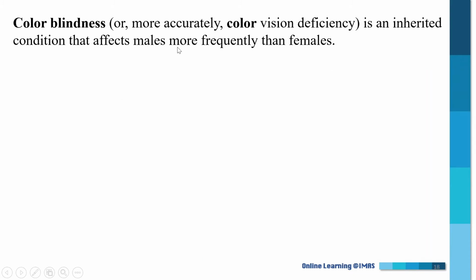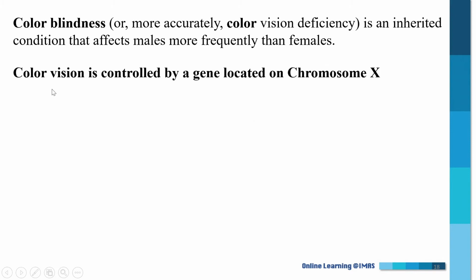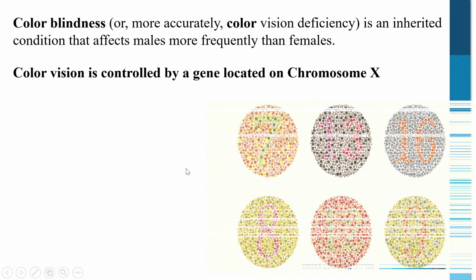So color blindness, or more accurately color vision deficiency, is an inherited condition that affects males more frequently than females. Color vision is controlled by a gene located on the X chromosome, and this explains why males are more affected than females. Males have only one X, females have two X. So if a male has an X which is affected, he will show the disease. The female has two X. If she receives one X which is affected, the other one will be normal, so she doesn't show the disease.